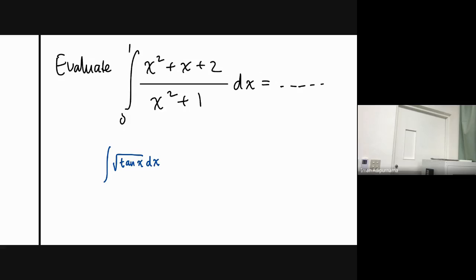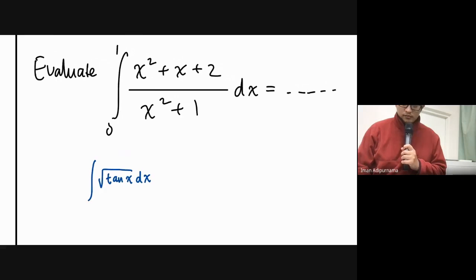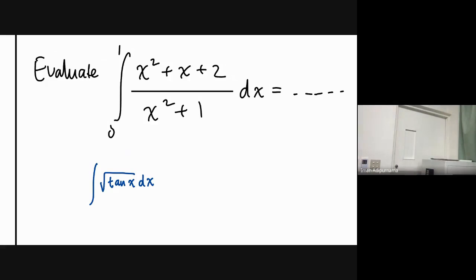At least I need around 1 hour. And maybe later in the Moodle, I'll also attach the notes for this integral, if you're curious. But now focus on the questions. Integration from 0 to 1 of this rational function, x squared plus x plus 2 over x squared plus 1. Very interesting problem. If you see the pattern, you can solve it under 5 minutes or maybe 2 minutes.